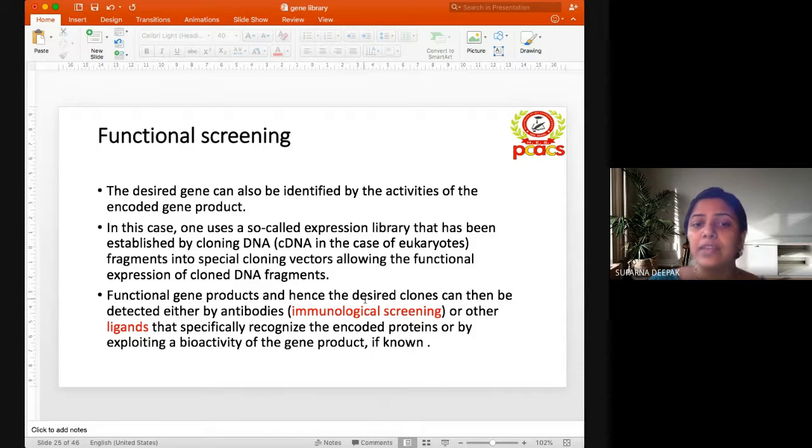Functional gene products and hence the desired clones can be detected either by antibodies, so your immunological screening, or you can use some kind of ligands. If your proteins have some specific ligands for binding, those ligands can also be used to recognize the encoded proteins. Okay, so the bioactivity of the gene product. Whatever your proteins are, the bioactivity is going to be exploited in this particular method.